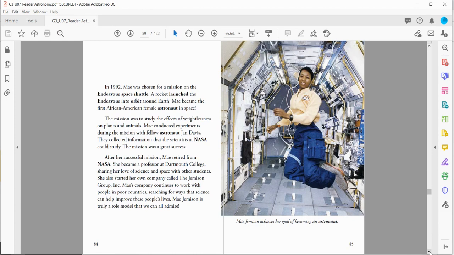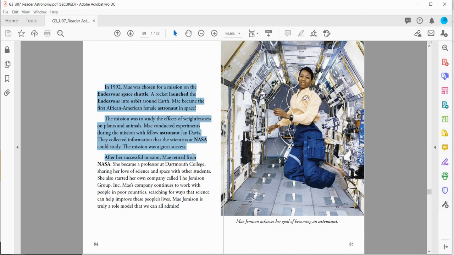We're now on page 84 to see if we can find one more example of something we learned about Mae Jemison. In 1992, Mae was chosen for a mission on the Endeavour space shuttle. A rocket launched the Endeavour into orbit around Earth. Mae became the first African American female astronaut in space. The mission was to study the effects of weightlessness on plants and animals. Mae conducted experiments during the mission with fellow astronaut Jan Davis. They collected information that the scientists at NASA could study. The mission was a great success.